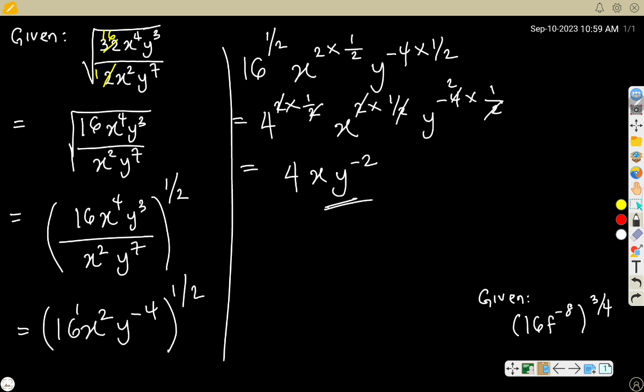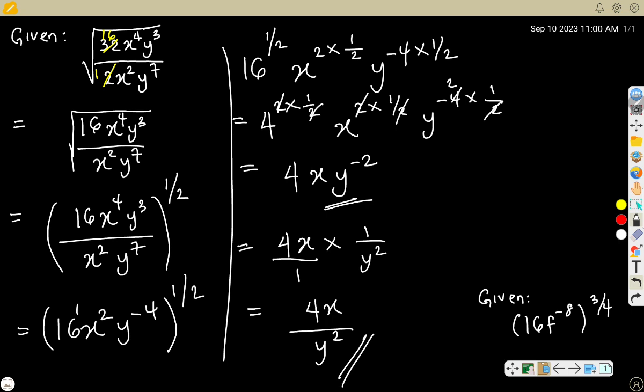If you like, you can stop here, or you can still go further. This is 4x times 1 over y square, because y raised to power minus 2 is 1 over y square. Remember, a raised to power minus 1 is equal to 1 over a, as in the law of indices. So now this is over 1. So we have 4x everything over y squared. So 4x divided by y squared, that will be the answer. So that's the answer using indices.